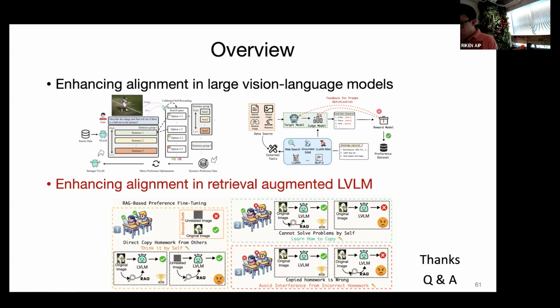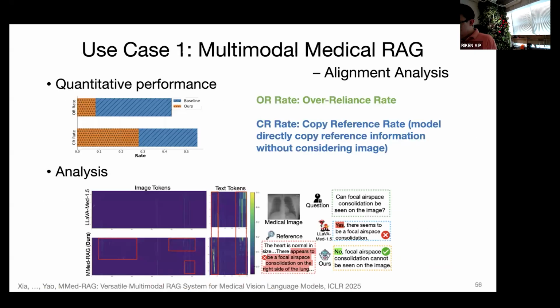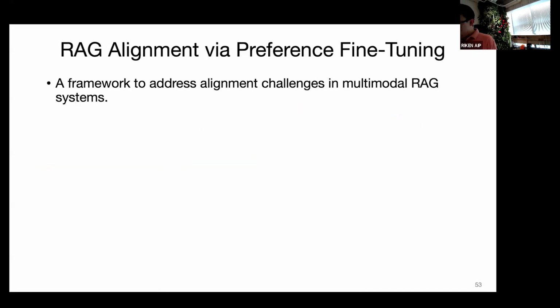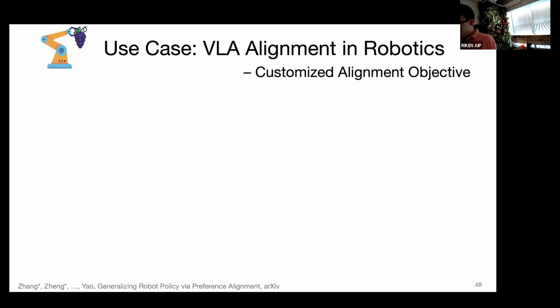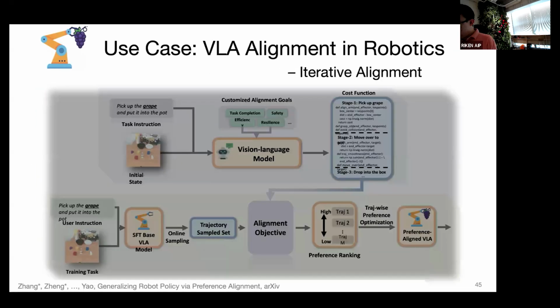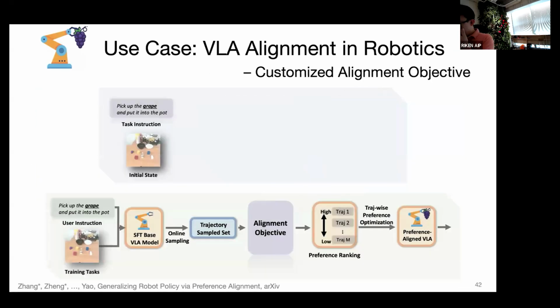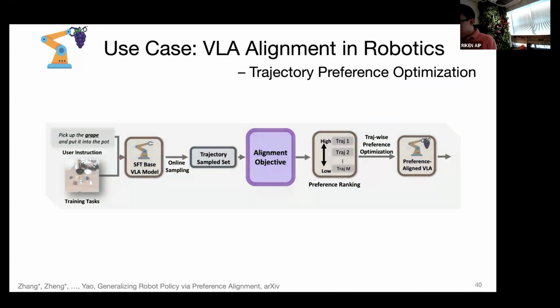Okay, I have one very quick question. In the robotics part, I think you are using DPO with trajectory preference data. Is there any theoretical guarantee for that? No, at that time we didn't do any theoretical guarantees.